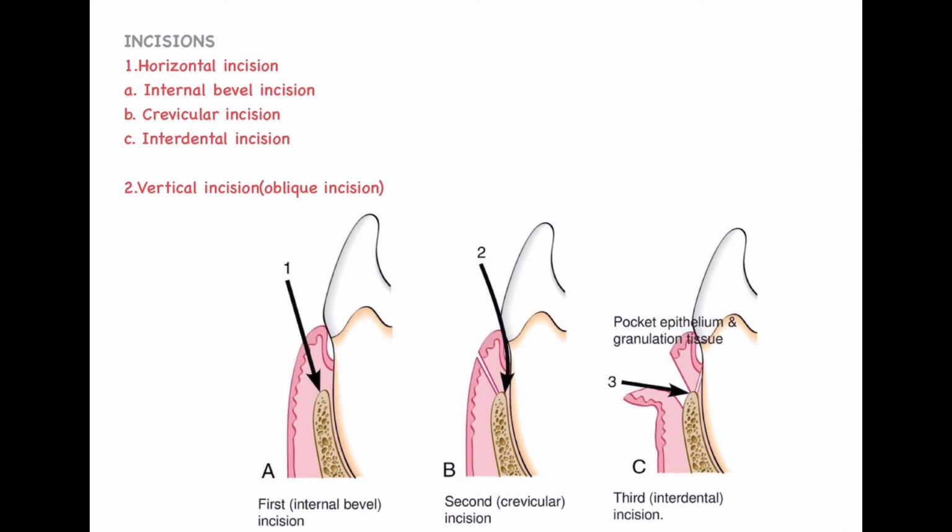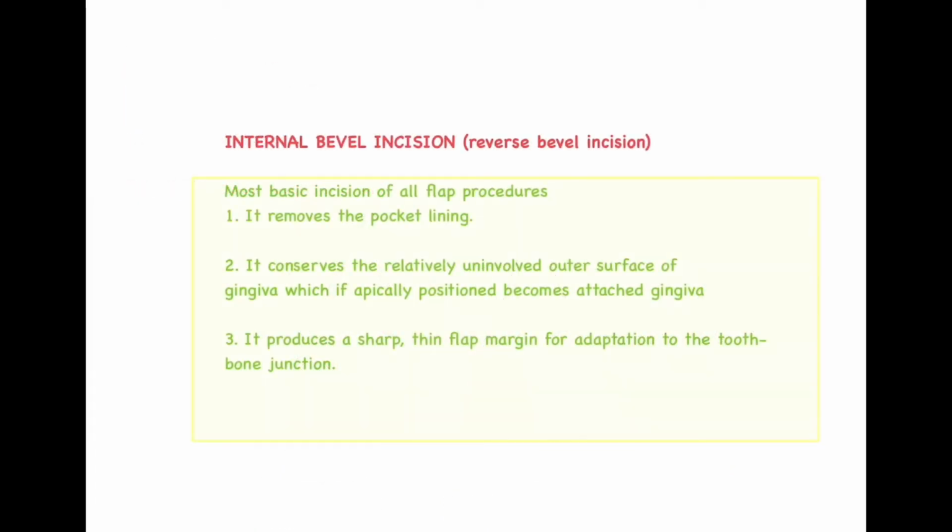After placement of these three incisions, we move on towards placing the vertical incision, which is our releasing incision. If we don't place the vertical incision, we won't be able to rotate or displace the flap towards a distant direction. We need to cut off the flap completely so that we can remodel or manipulate it. Coming to the internal bevel incision, this is also called the reverse bevel incision because it is exactly opposite to our classic gingivectomy incision.